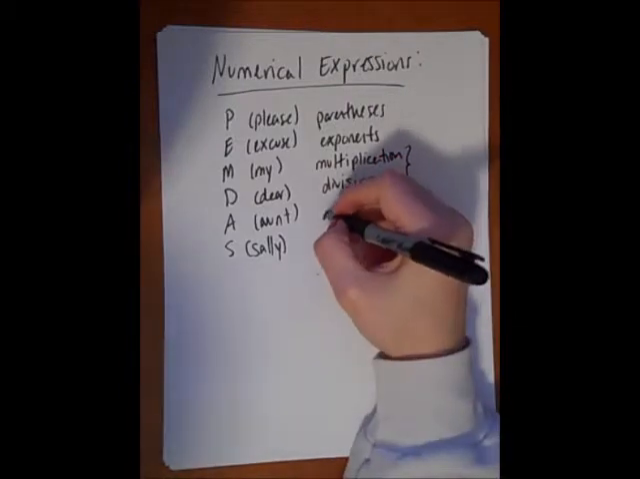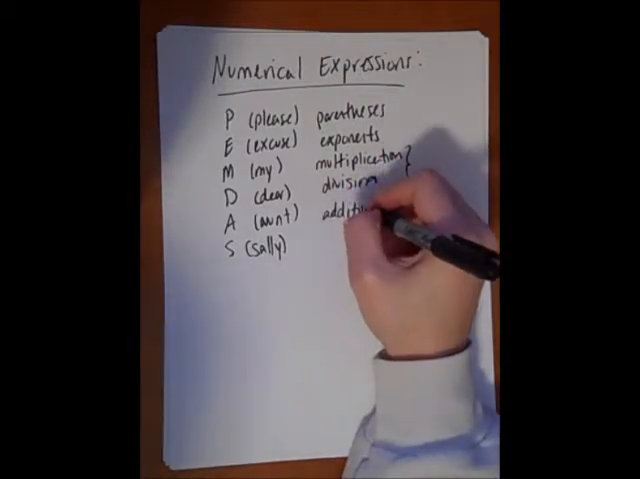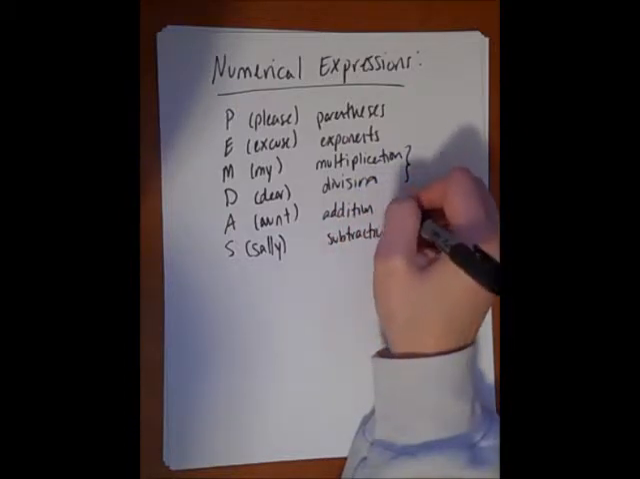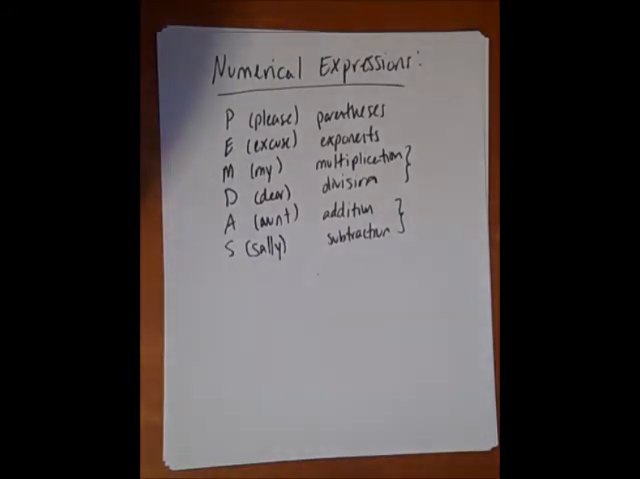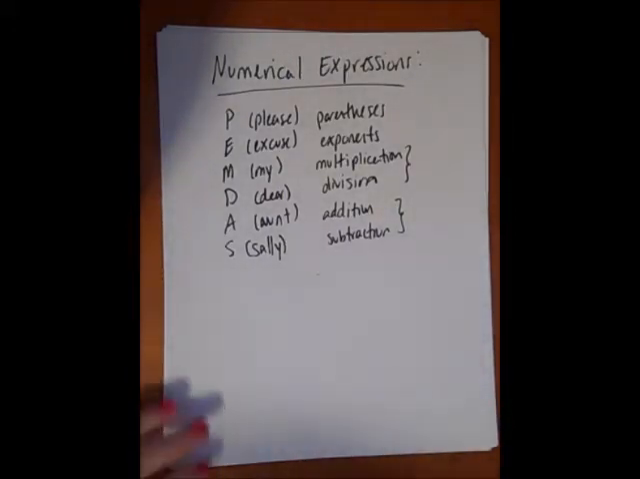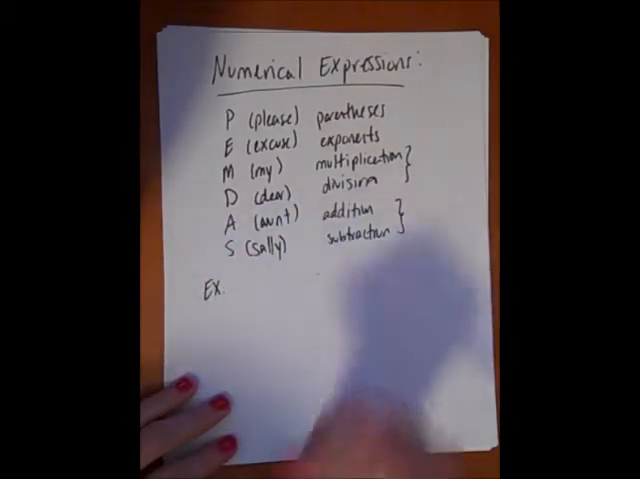Next we're going to have addition and subtraction. And again, we'll group those together. So whenever you're trying to do a numerical expression, this is the order in which you want to evaluate things. So let's just do some examples.